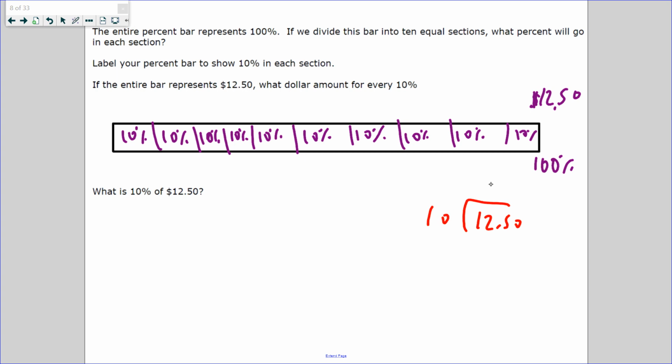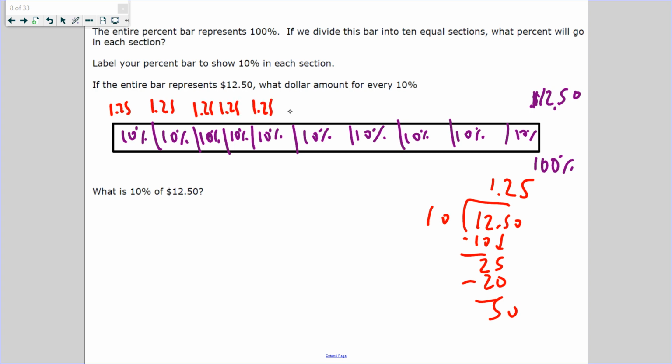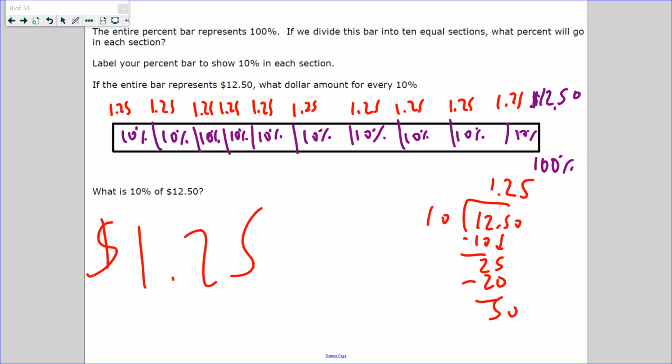10 goes in 12 one time. 2, bring that to 5. 10 goes in 25 two times. 10 goes in 50 5 times. So every 10% represents $1.25. So the first question is, what is 10% of $12.50? $1.25.